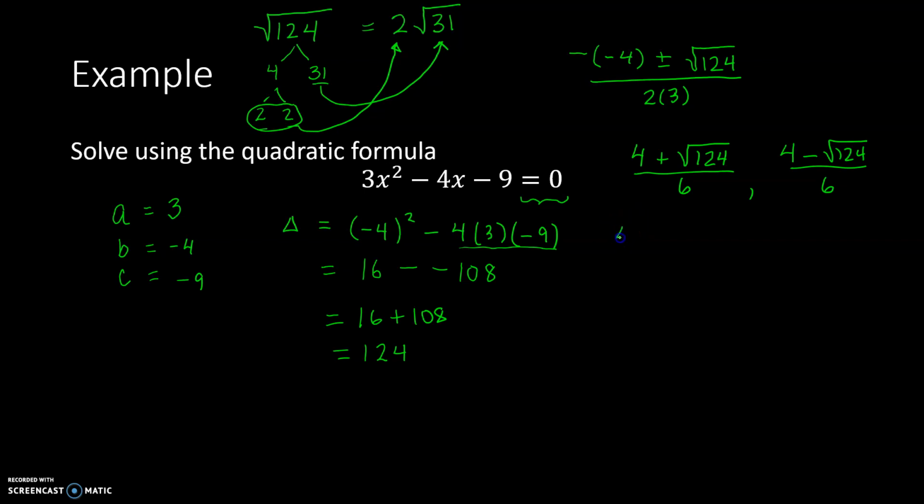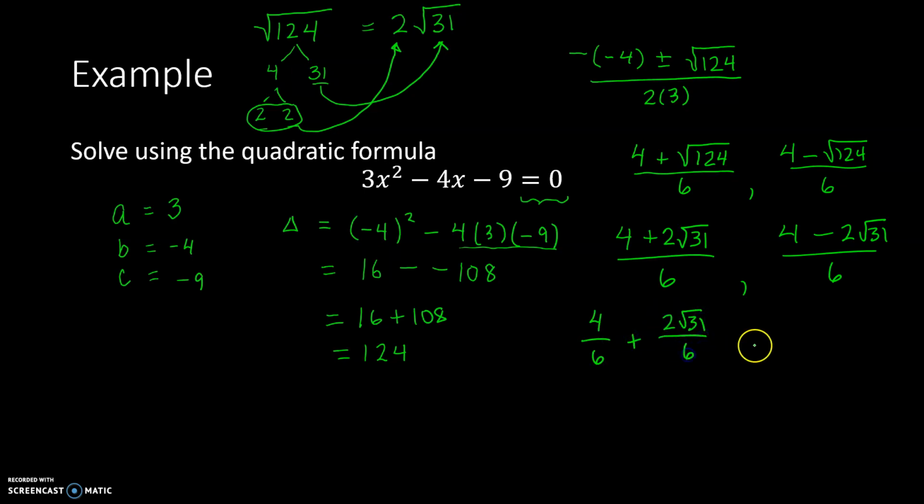So if I rewrite this, I have 4 plus 2 root 31 over 6, and 4 minus 2 root 31 over 6. The only thing left is to split it in two and see if I can reduce my fractions at all. So this would be 4 over 6 plus 2 root 31 over 6, and 4 over 6 minus 2 root 31 over 6.